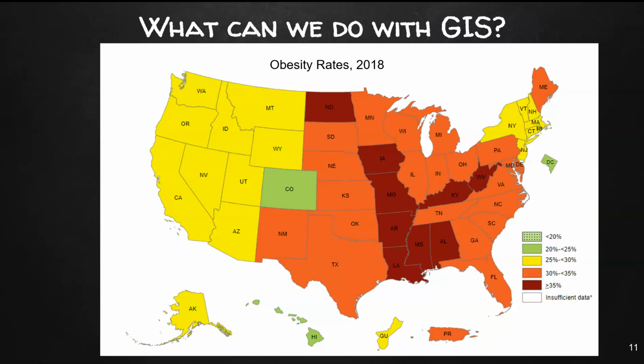Why are these places in the South and up through Missouri and Iowa, Kentucky, West Virginia, why do they have obesity rates that are so high? So these maps are great to start asking questions.